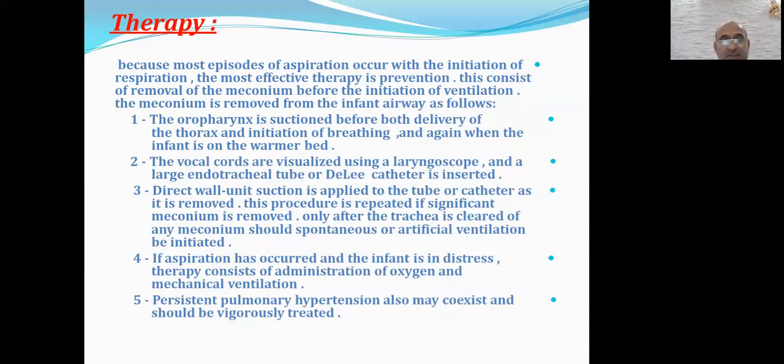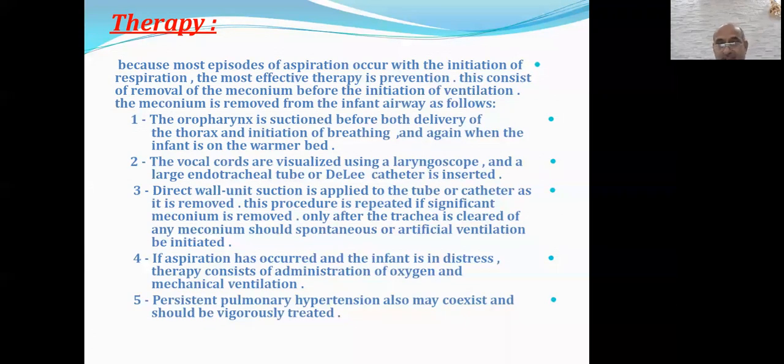The vocal cords are visualized using a laryngoscope, and a large endotracheal tube or DD suction is used for such a problem. Of course, the procedure of suctioning is repeated again and again till we clean the trachea from the meconium. If aspiration happens, the newborn starts grunting with signs of respiratory distress. At that time, oxygen plus mechanical ventilation may be needed.